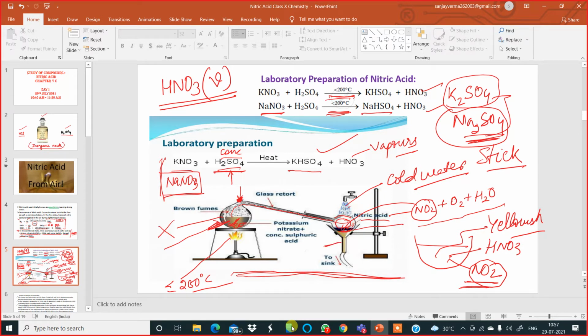So this was the lab preparation of nitric acid. You got the idea. What are the reagents required? What is the temperature? What is the product?